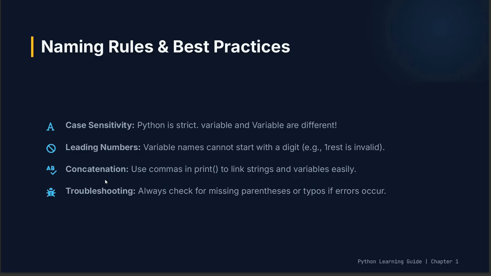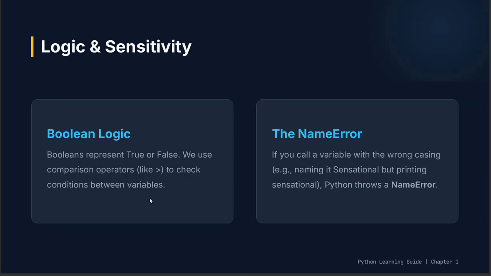And concatenation: to concatenate is combining, like, a variable with a string. You guys are gonna see how I'm gonna do concatenation while programming. So basically concatenation uses commas in the print to link strings and variables easily. And troubleshooting, this is a tip for you guys: always check for missing parentheses or typos if errors occur.